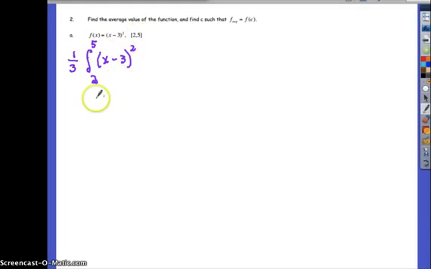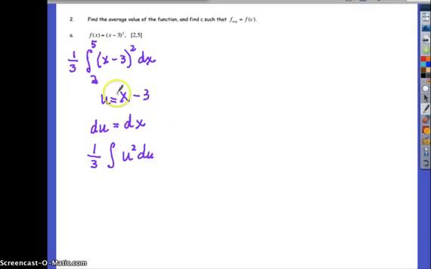I could multiply this out, but I don't feel like it, so I'm going to use u substitution. So u is x minus 3, and then du is just dx. So this is going to become 1/3 antiderivative of u squared du, and our limits of integration change. 2 minus 3 is -1. 5 minus 3 is 2. So the 1/3 will carry along. The antiderivative of this is just 1/3 u cubed between -1 and 2.